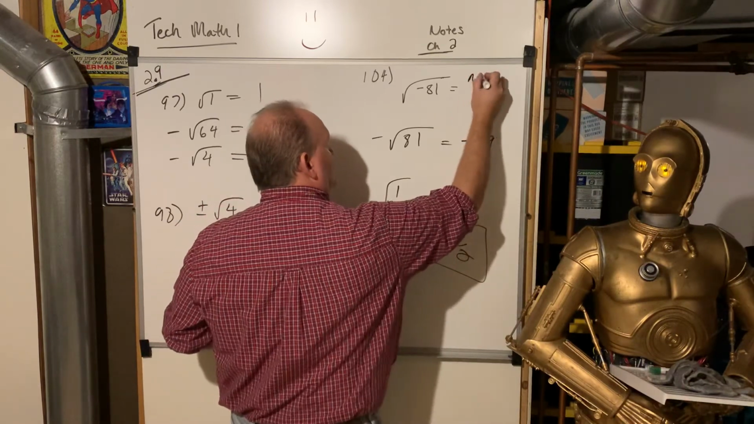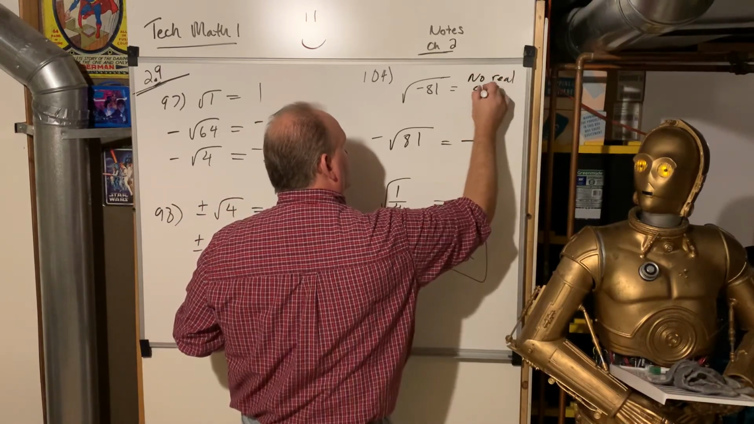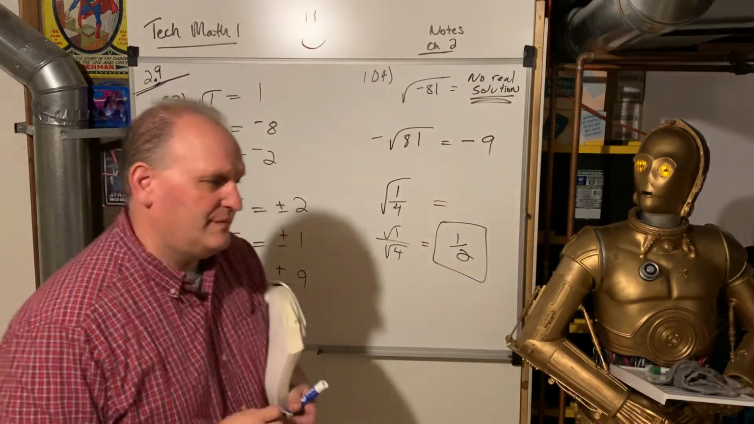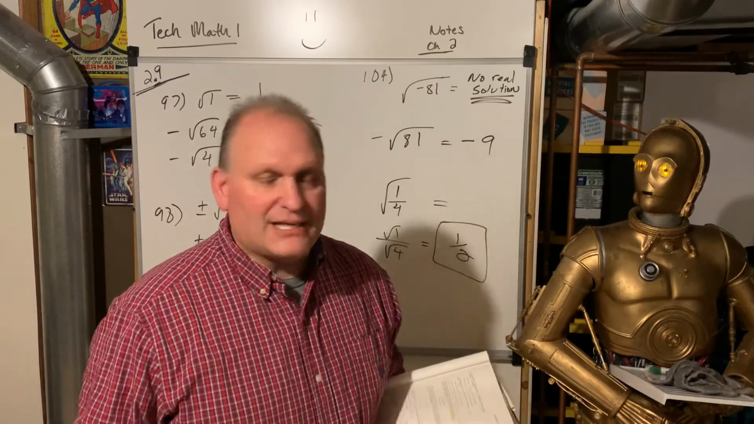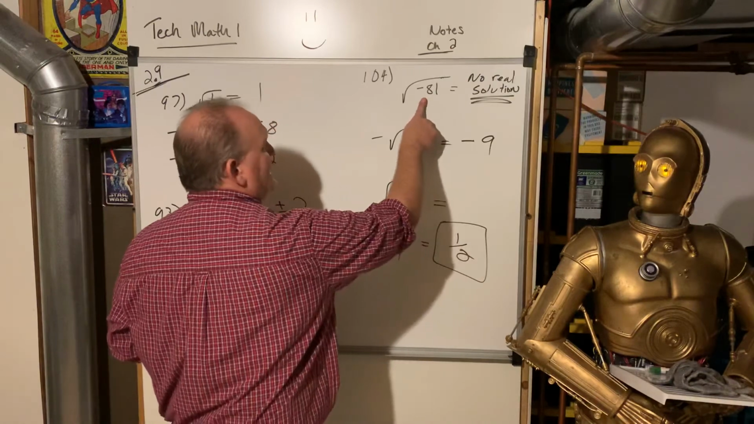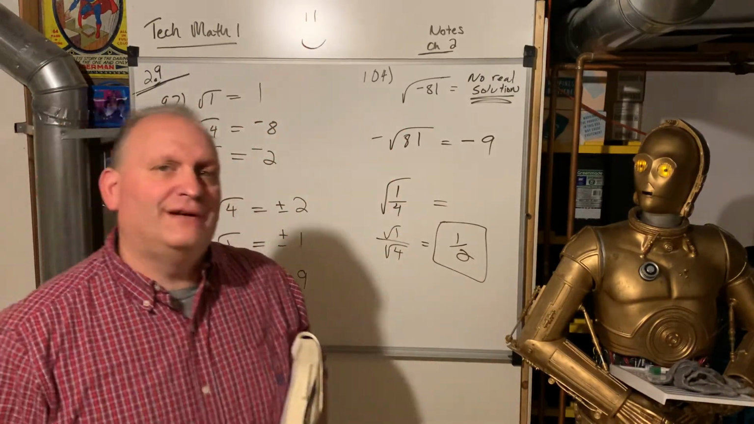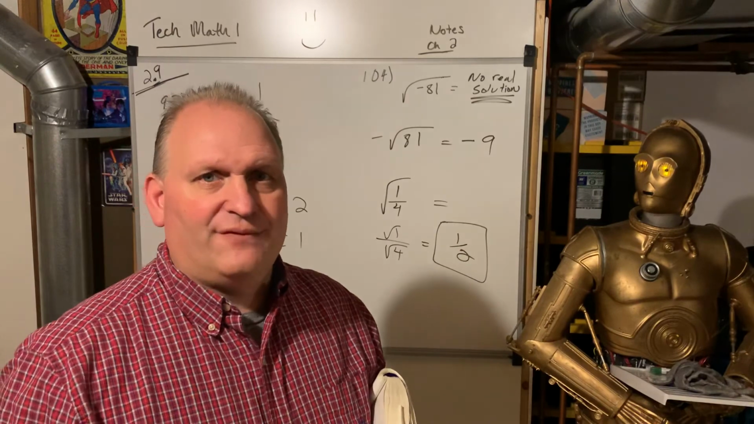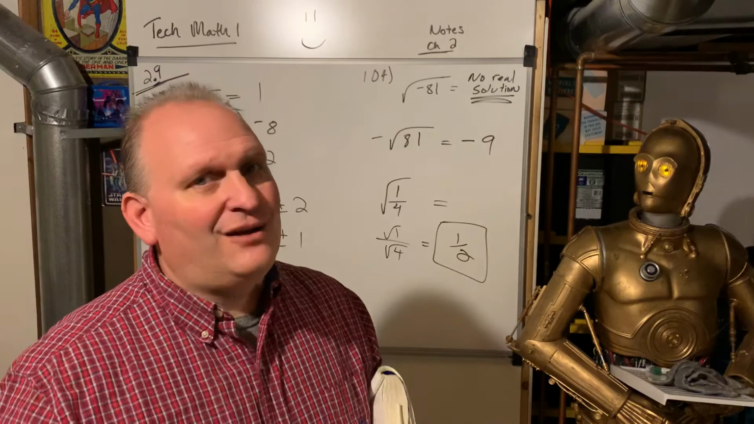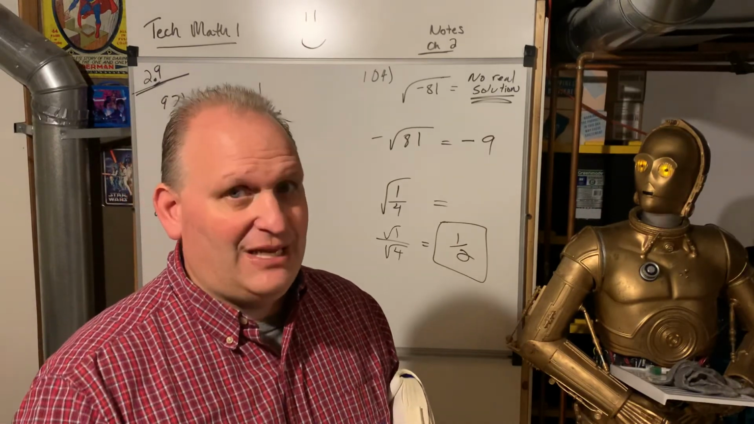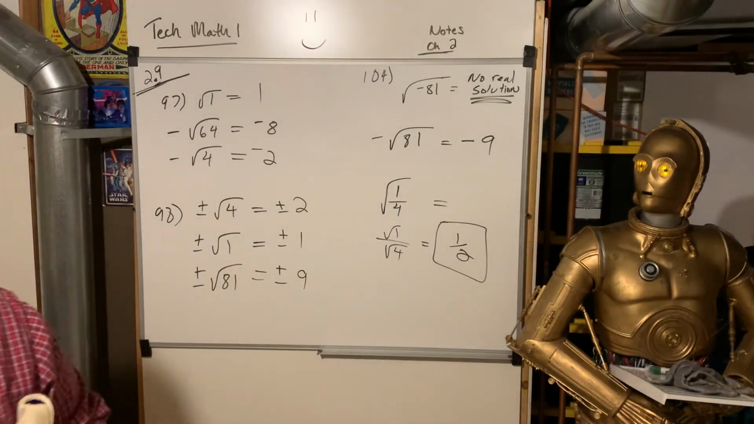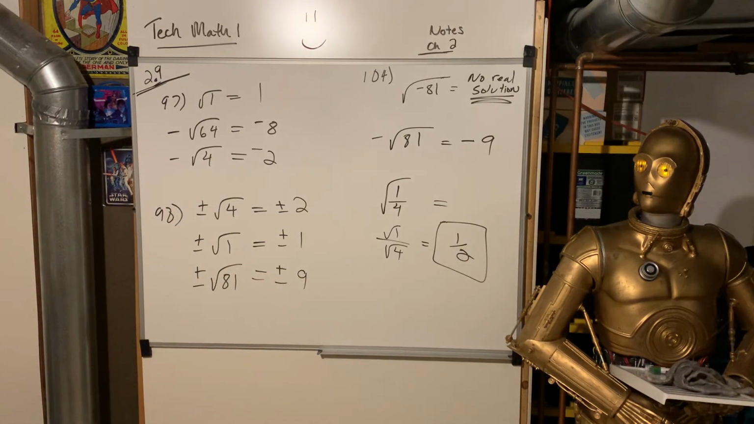This one is no real solution. We will eventually talk about the imaginary numbers, the complex number set. But not right now. So think about that. You cannot tell me a real number times itself that'll give you negative 81. Because if you say, well, no, negative 9. No. Negative 9 times negative 9 is positive 81. And you can't say one of each. It's got to be the same number times itself. So that's why you can't take the square root of a negative number.